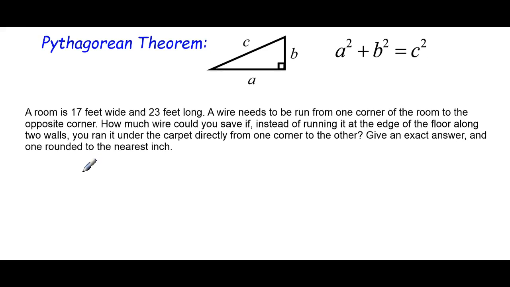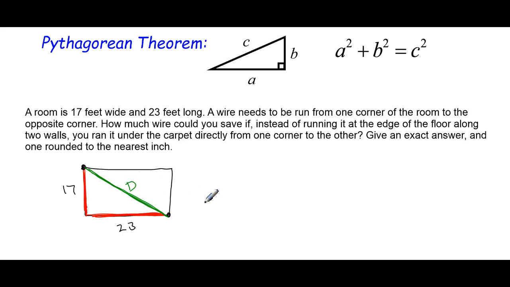We've got a room. It's 17 by 23, so it's 17 one way, 23 the other, rectangular room. We're trying to run a wire from one corner over to the other corner, and there's two choices for how we could do that. We could do it the low-tech, boring way of just going down one wall and along the other wall and attaching it to the baseboards down in the corner of the wall or something. Or there's this shortcut where you go straight diagonally from one corner to the other. And we don't know what that distance is yet. I'm just going to call it d for distance.